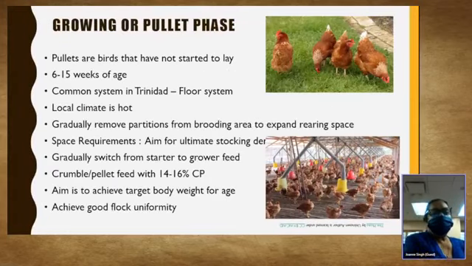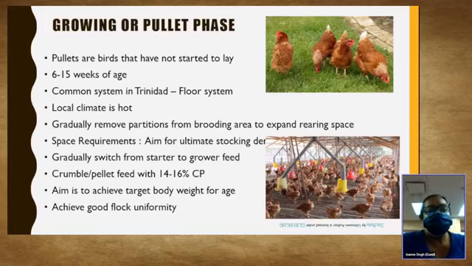So we will go on to the pullet or the growing phase, which is after brooding, right? The pullets are birds that have not started to lay. So they are young hens, basically, but they have not started to lay as yet. They are moving from brooding to where you're trying to get them to the point of lay, which is sexual maturity. So the growing phase is also very important in that you have to consider a lot of things in order to bring your birds to optimal maturity and production.